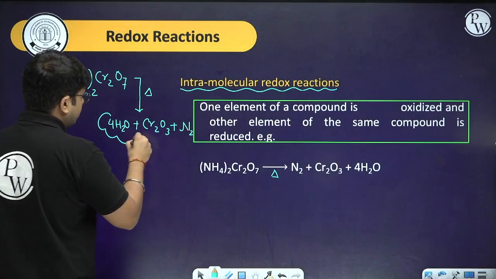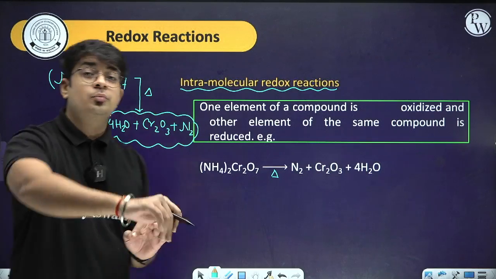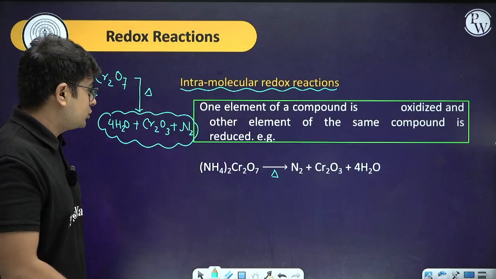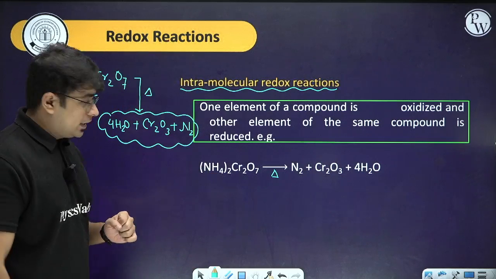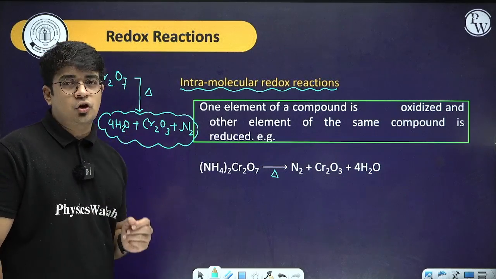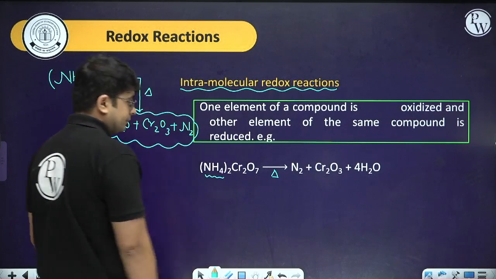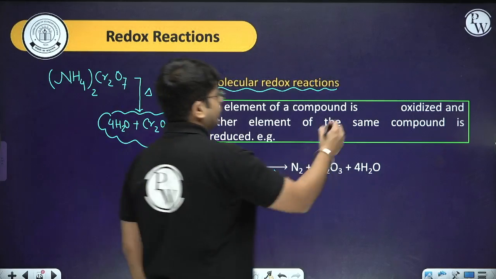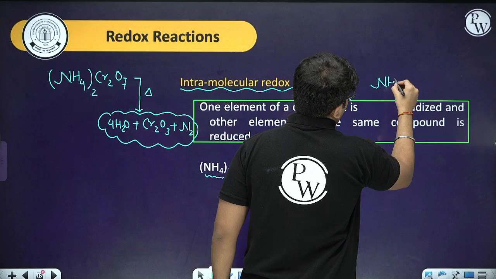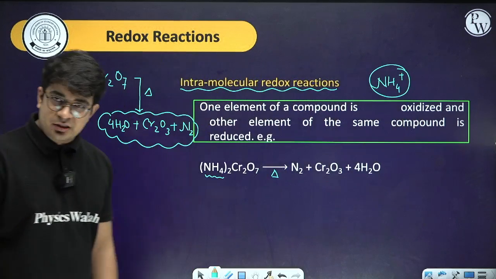I hope this part is clear. This corresponds to a thermal decomposition type of reaction. Now, if you want to calculate each and everything in this particular case, first of all, we know that the ammonium ion is NH4⁺.